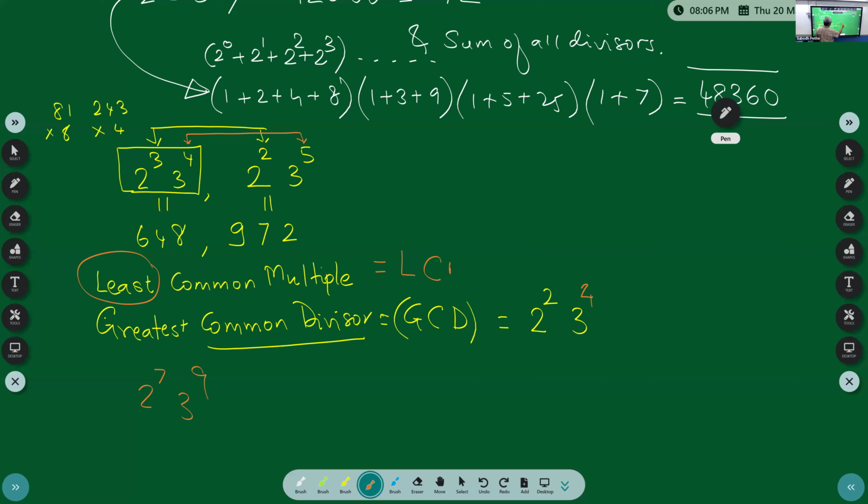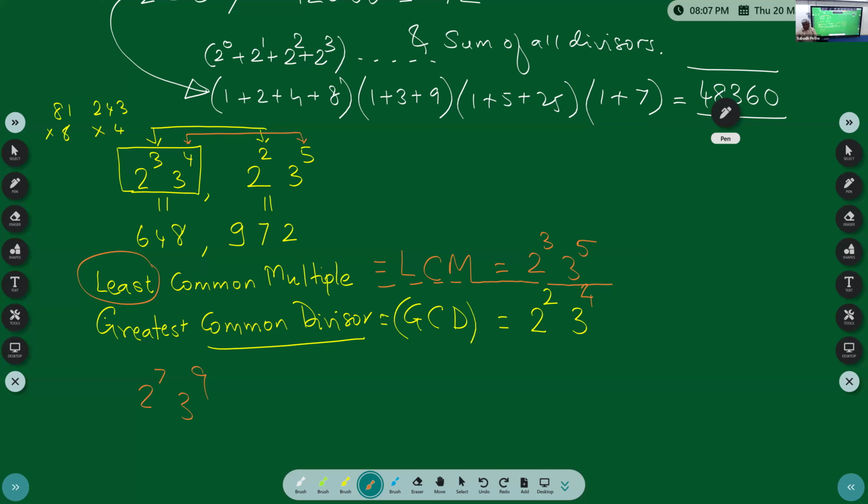LCM is equal to, take the bigger index, 3 raised to. So that is the simplest way of finding out GCD and LCM. We have many methods in textbooks which we should learn and explain, but this is the method of finding out GCD and LCM.